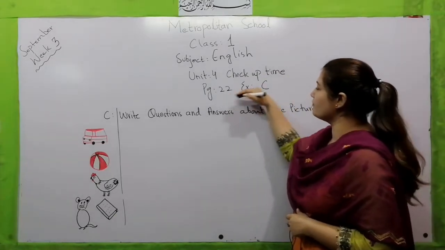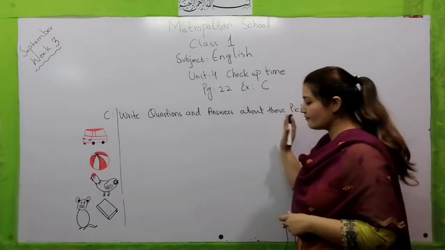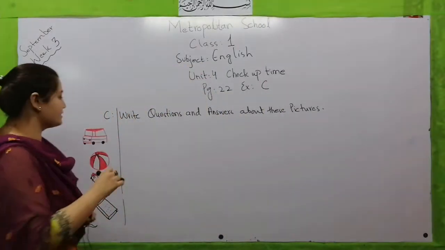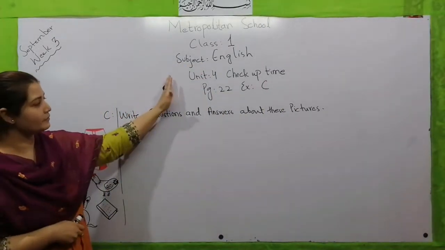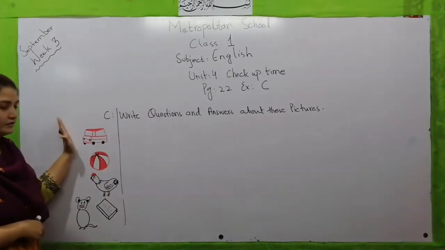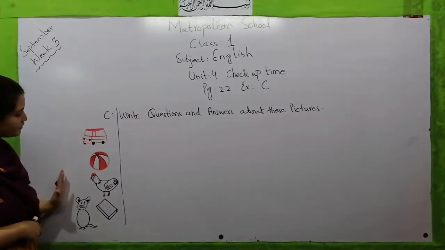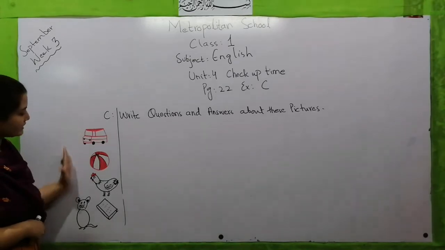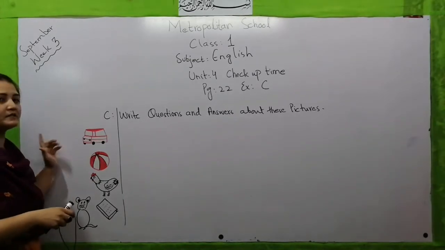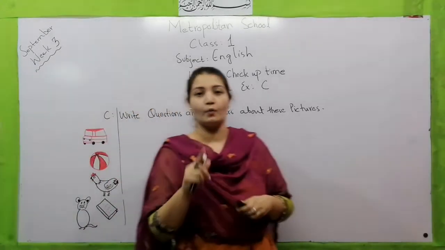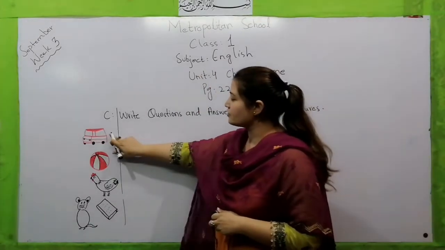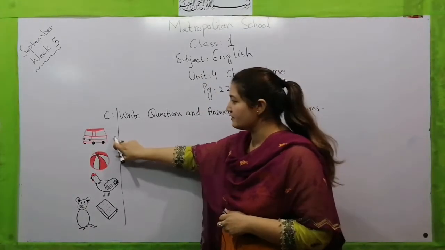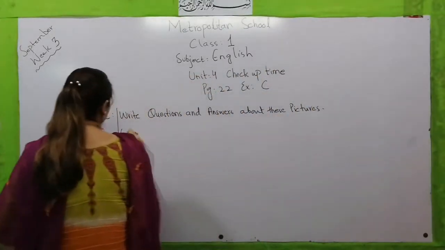Page number 22, exercise C. In this exercise, some pictures are there. You can open up your books, this page, this unit, and you can see those pictures in your books. I have drawn these pictures for you here. For these pictures, we are going to write some questions and answers by using the pronoun it. For example, the first question which I am going to make for this picture is, what is this?